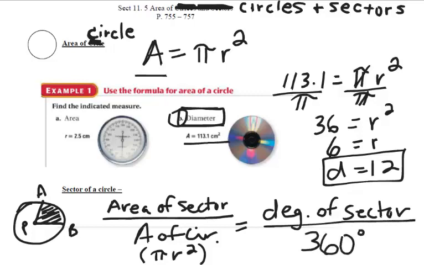So if you look at it, it's pretty much the same formula that we had before, but this time we're looking at the area of a piece or a section, a sector of the circle, over the area of the whole thing. So a piece of the area over whole area equals degree measure of the part over degree measure of the whole. So it's really close to the same formula.